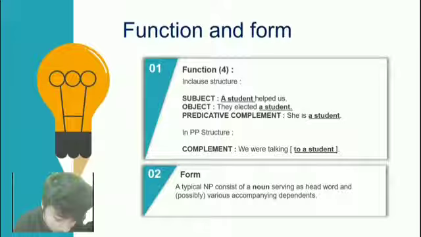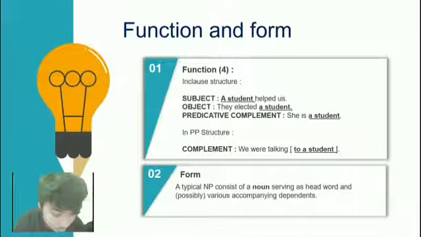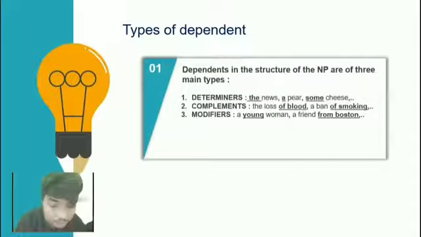You can see the following examples. The subject is a student. The object is a student, in the last sentence. The predicative complement is like she is a student. And in the complement, we were talking to a student. The underlined word is the complement. And second is form. A typical noun phrase consists of a noun serving as head word and possibly various accompanying dependents.